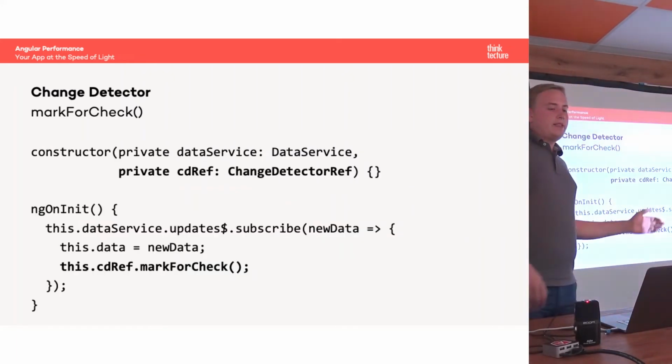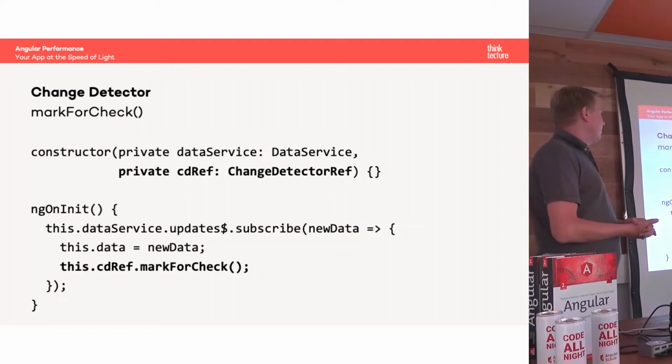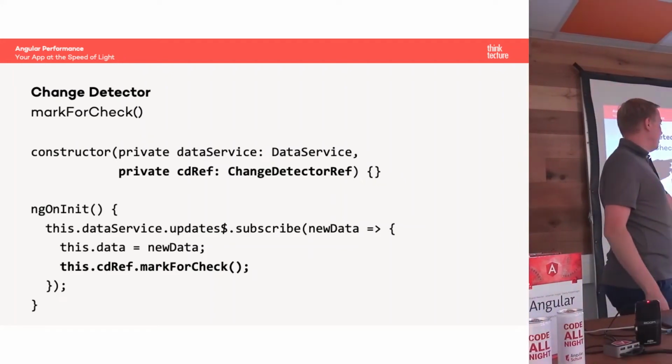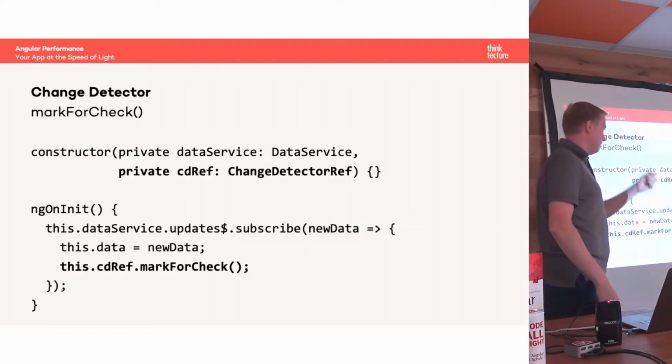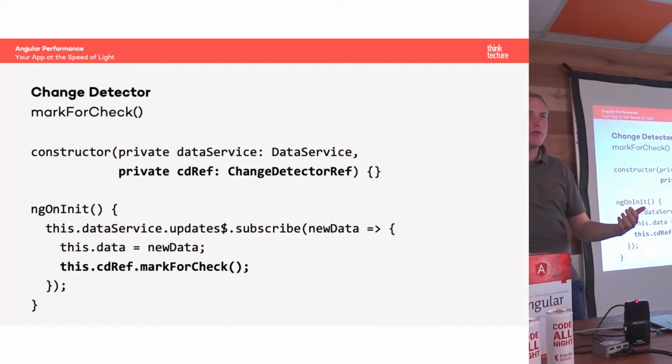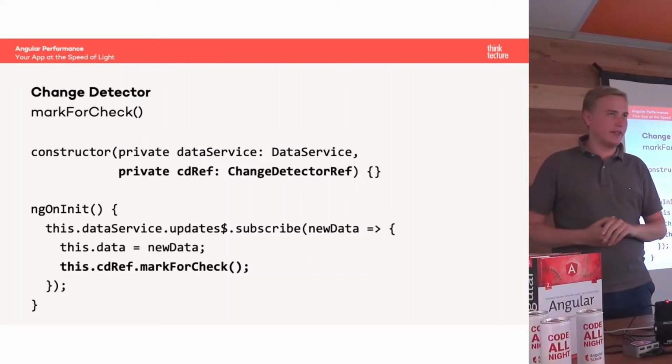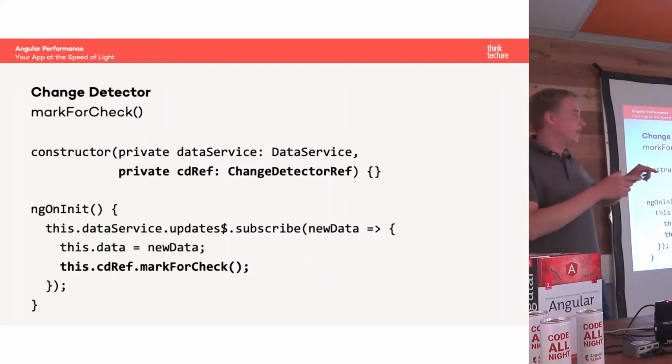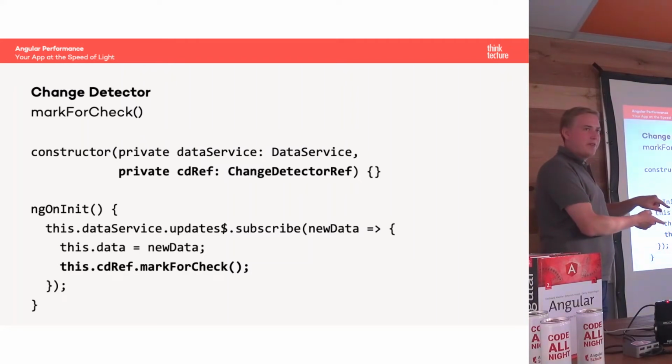So that's how it would look like. You have your data service as a first injectable. Now you inject the ChangeDetectorRef as well. And whenever you update your component now, you are calling markForCheck, and then everything is fine again. Keep that in mind for a moment.